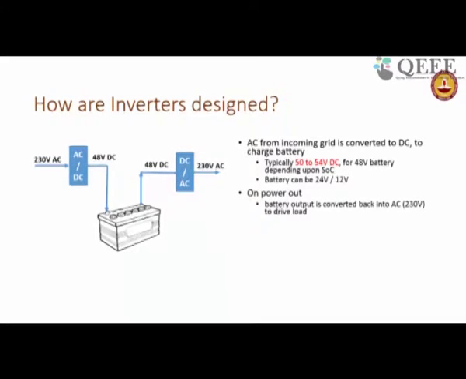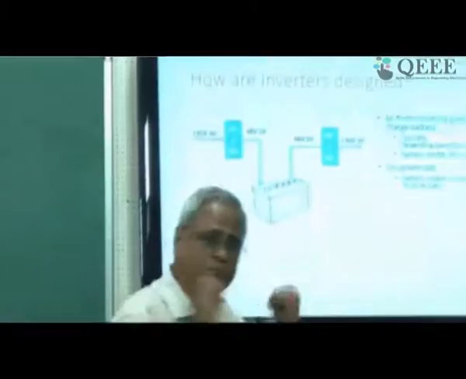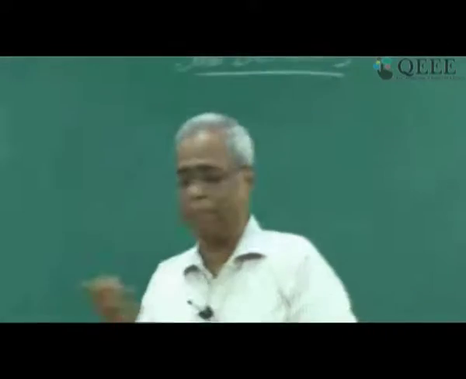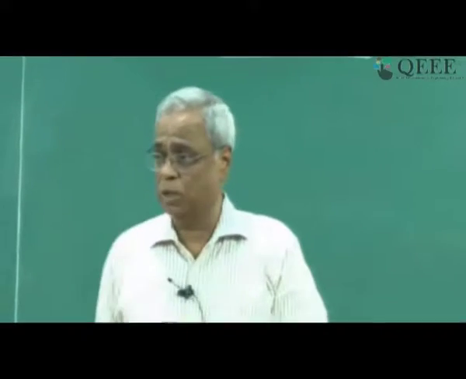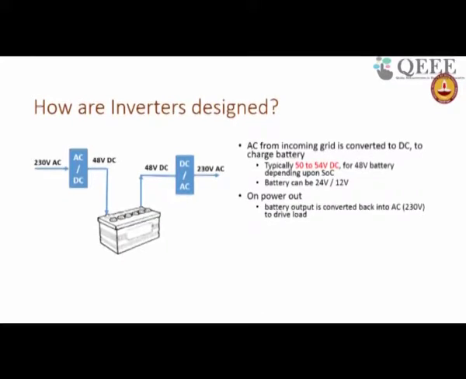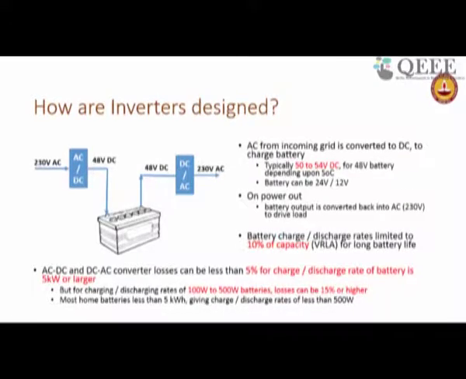So there is an AC to DC converter along with a battery charger, essentially a battery charger. The actual voltage here will depend on the state of charge of the battery. You have to design an appropriate battery charger. If you do a poor job, you lose a lot. Typically you do not use 48 volt, but more like 50 to 54 volt to charge a battery. And of course the battery can be 12 or 24 volts, so the numbers will come down appropriately. On power out, you take the power from the battery and convert it to AC.